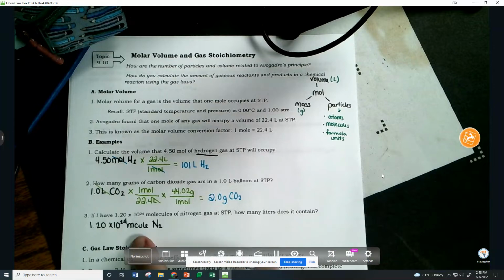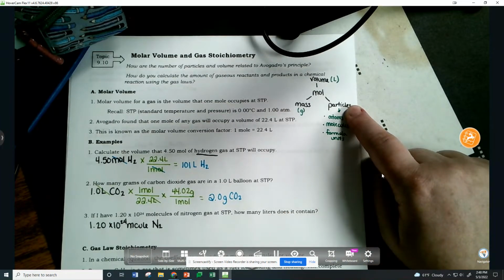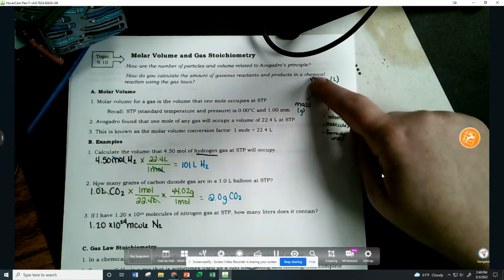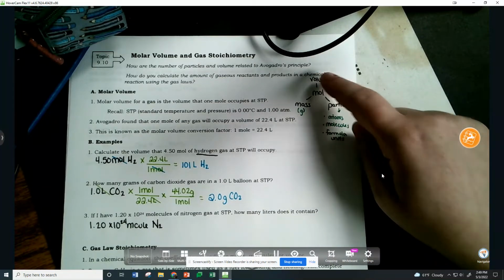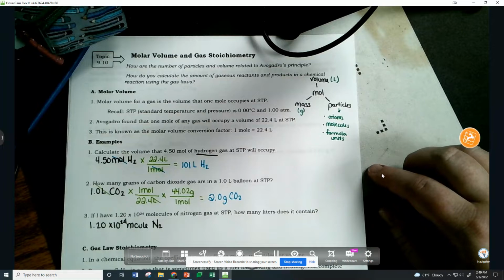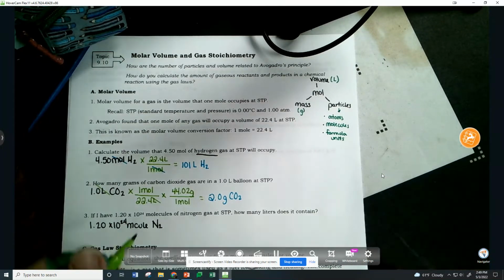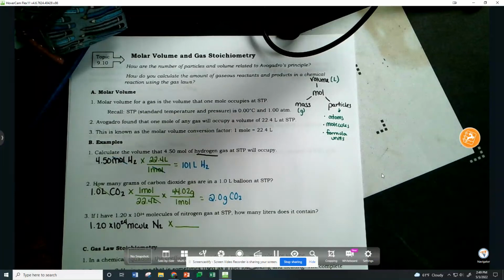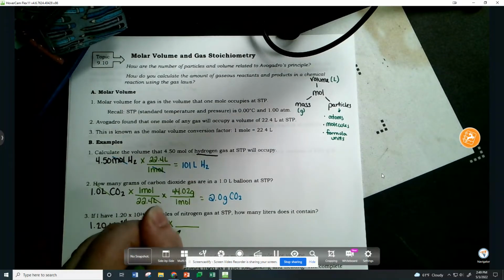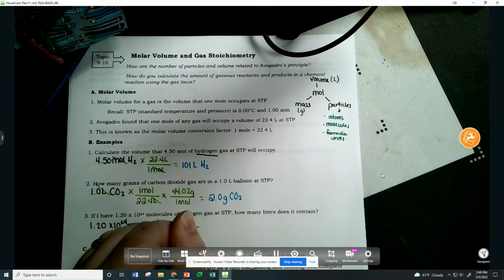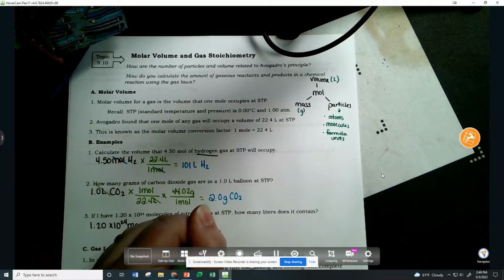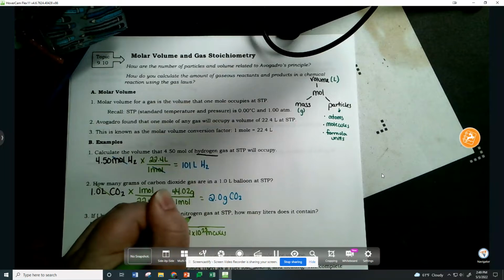So again, I can see my given is molecules, which is a particle, and we want to know volume. No direct conversion, so it's a 2-step. We have to get to moles to get to volume. So it's been a little while since we've used this number, but if you recall, the number we use is Avogadro's constant to go from molecules to moles. That is the 6.022 times 10 to the 23rd MQs, and that's per 1 mole.